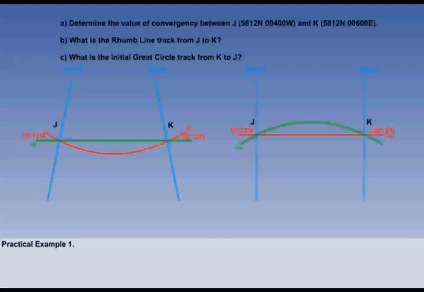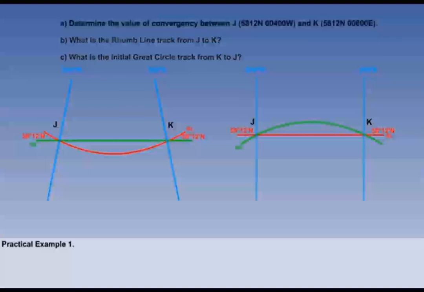Here is a practical example requiring calculation of conversion angle. Firstly, determine the value of convergency between J, which is at 58:12 north and 4 degrees west, and K at 58:12 north and 6 degrees east. Then, what is the rhumb line track from J to K? Finally, what is the initial great circle track from K to J? As always, try to visualize the situation. Draw a diagram. Either of these will do.